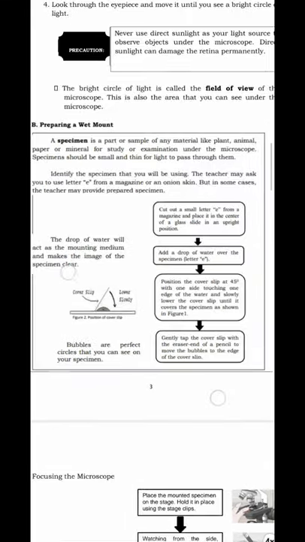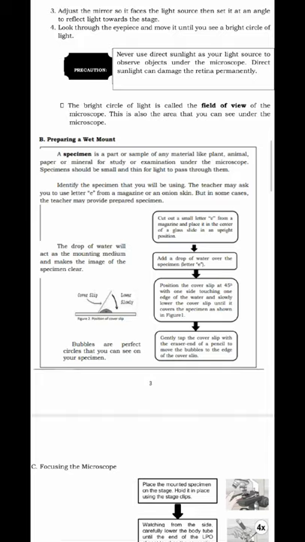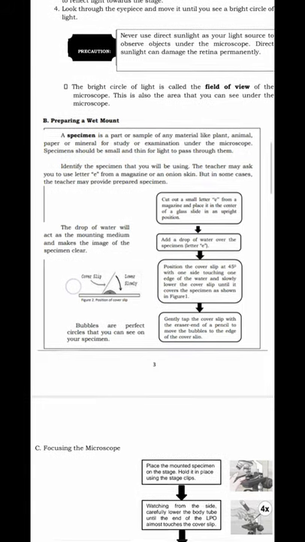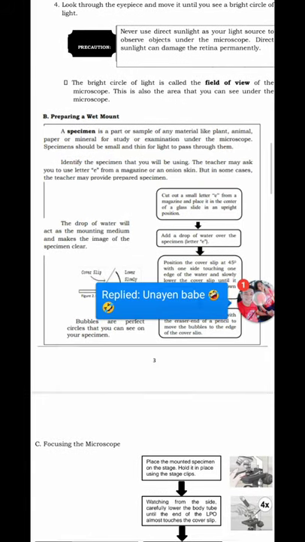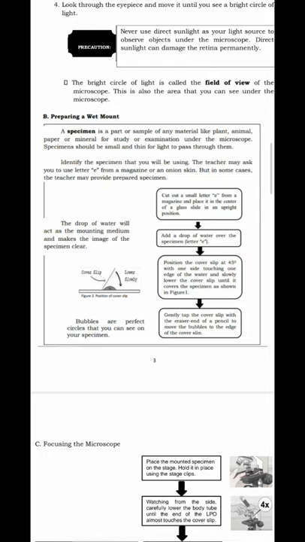What is a specimen? A specimen is a part or sample of any material like plant, animal, paper, or mineral for study or examination under the microscope. The specimens should be small and thin for light to pass through them. So, identify the specimen that you will be using. The teacher may ask you to use letter E from a magazine or an onion skin.